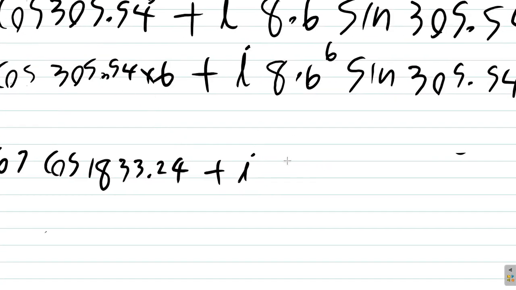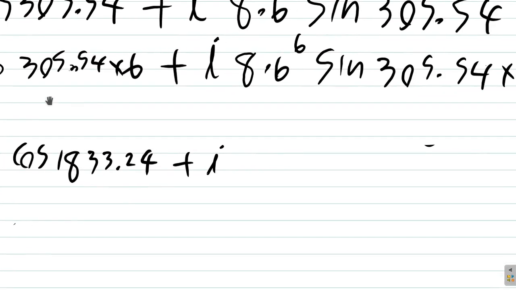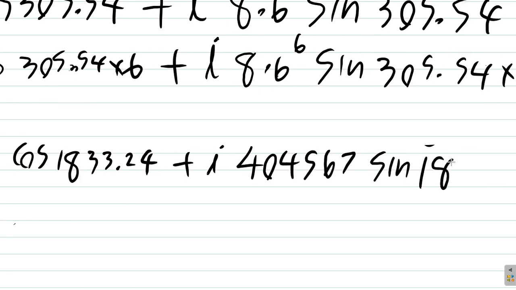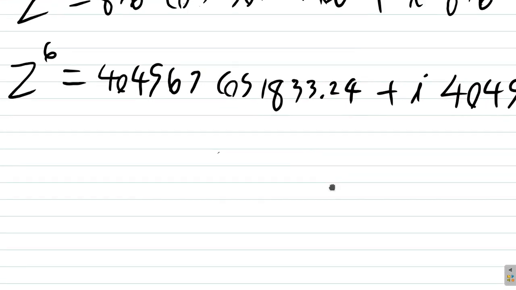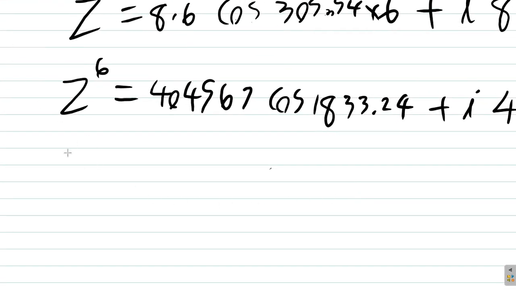Plus i times 404,567 sine 1833.24, right? So that's the polar form. Let's convert it back now to rectangular form.